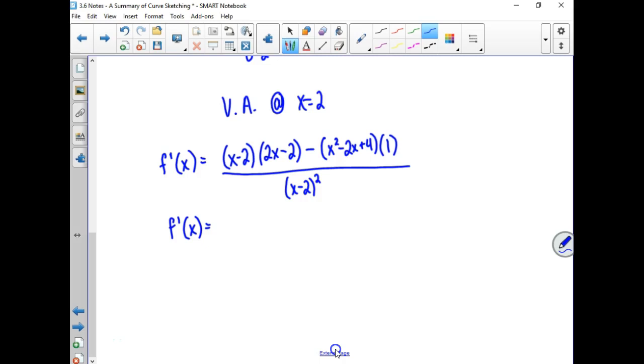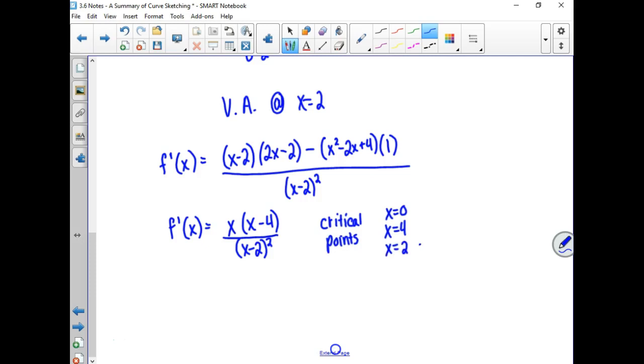So, for the sake of time, I'll tell you that's going to be x times x minus 4 over x minus 2 squared. Alright, so critical points would be x equals 0, x equals 4, and x equals 2.